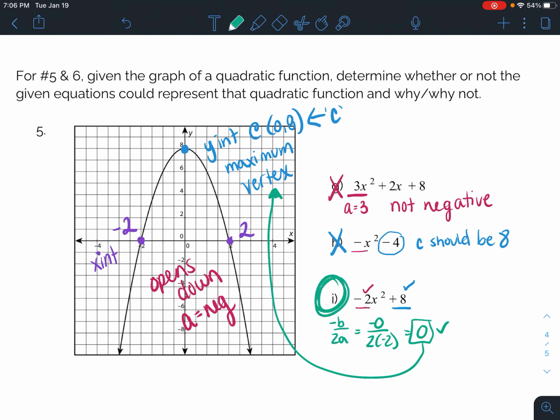Again, these are just nice shortcuts to get you through looking at characteristics, noticing whether your a should be positive or negative, if your y-intercept is in the correct spot, and then maybe double checking your vertex to make sure they match.